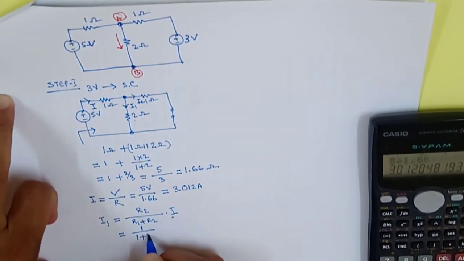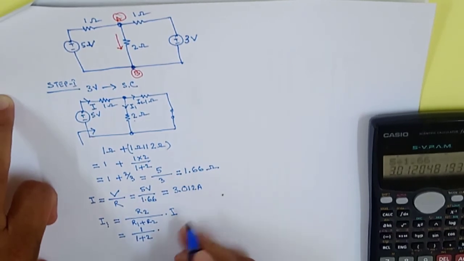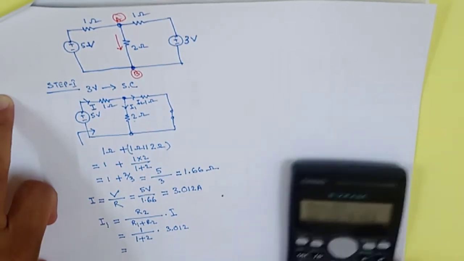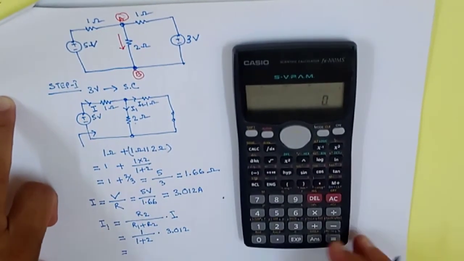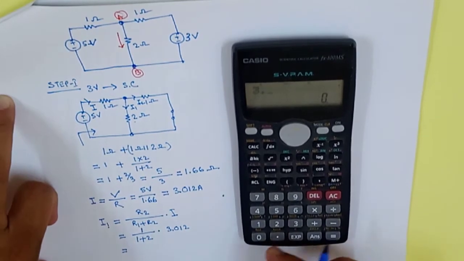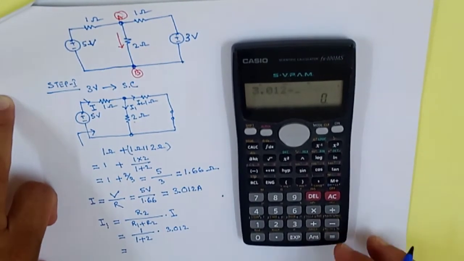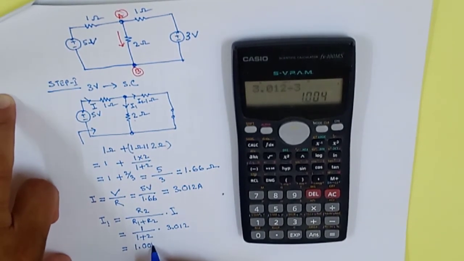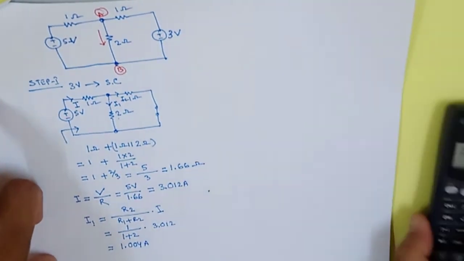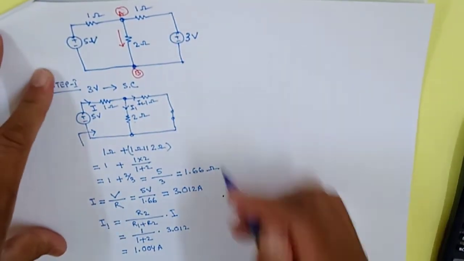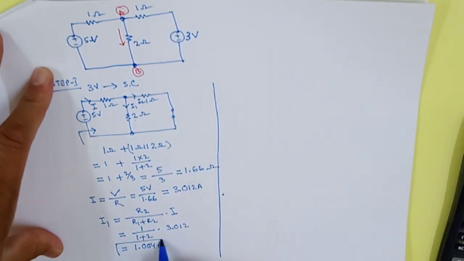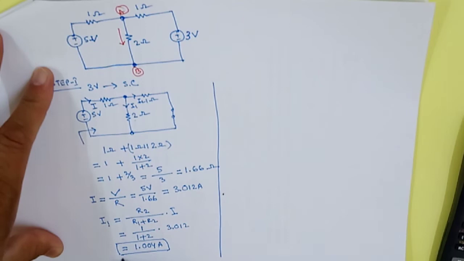1 divided by 1 plus 2 into I, total current 3.012. How much is this one? You have to calculate now. That means 3.012 divided by 3. That is approximately 1 ampere, 1.004 ampere. So this is step 1. With this step 1 we got this current, and this current is flowing from A to B.